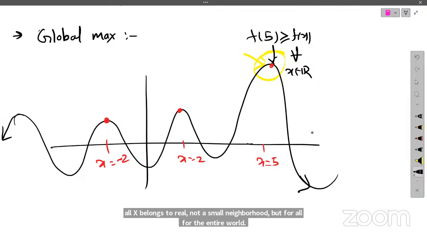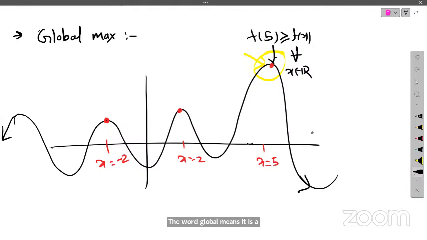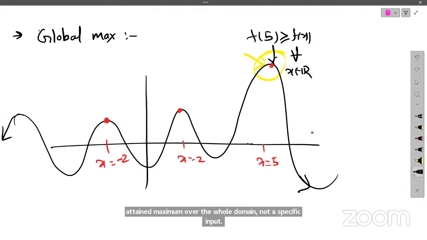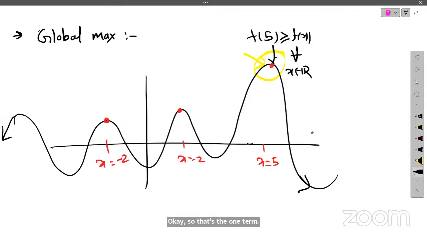The word global means it is a maximum; it attains the maximum over the whole domain, not a specific interval. Okay, so that's the one term, global maximum. And similarly, we can define what we understand by global minimum. Is that fine? This whole part, maximum, minimum.